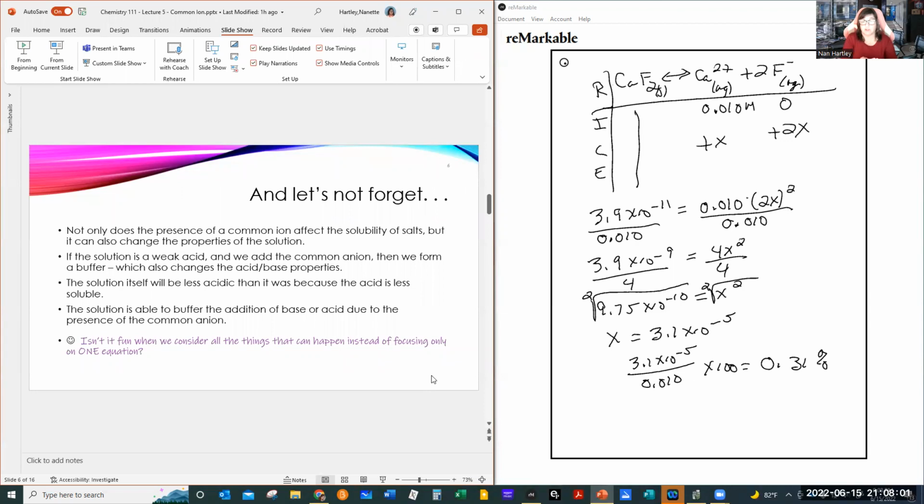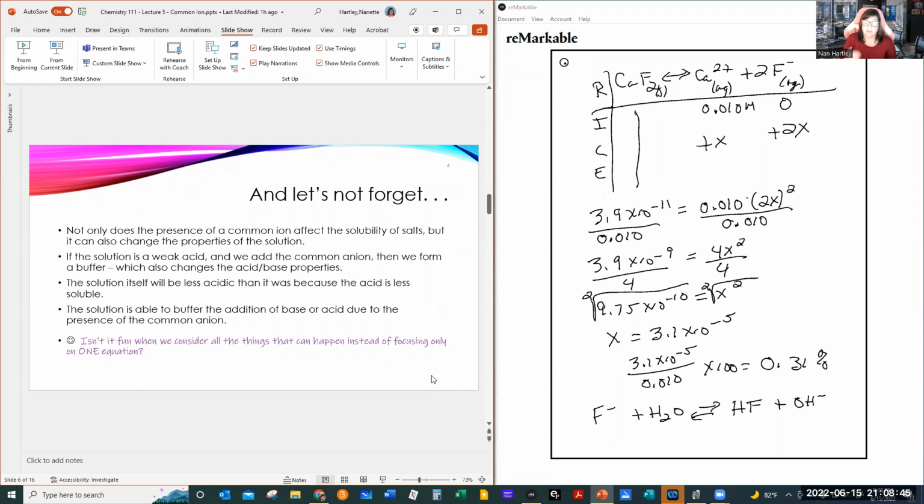And let's not forget, there's a couple of things that we want to think about. Not only does the presence of a common ion affect the solubility of the salts, but it can also change the properties of the solution. So it is possible that one of these things, like that F minus, could react with water. And F minus does react with water, doesn't it? It does. So F minus plus H2O is going to give me HF plus OH minus. And so that will change the pH properties of the solution.